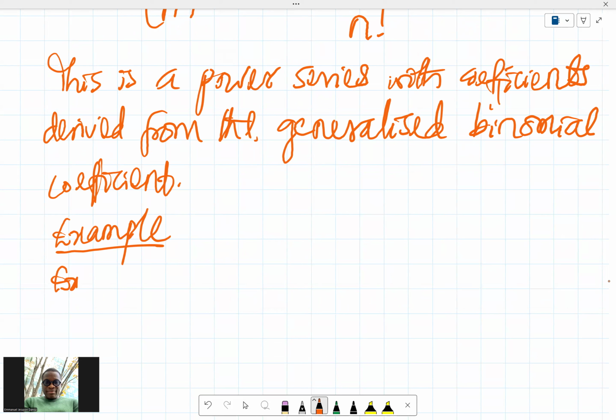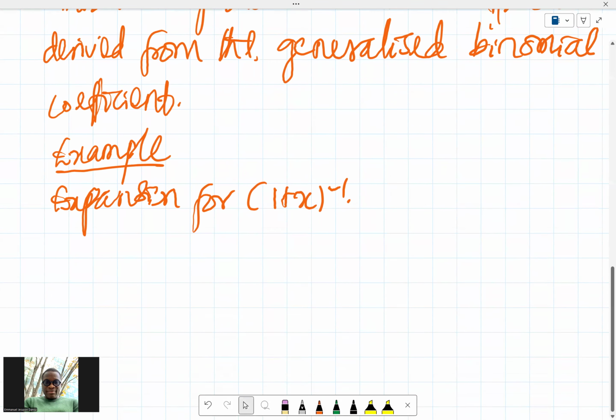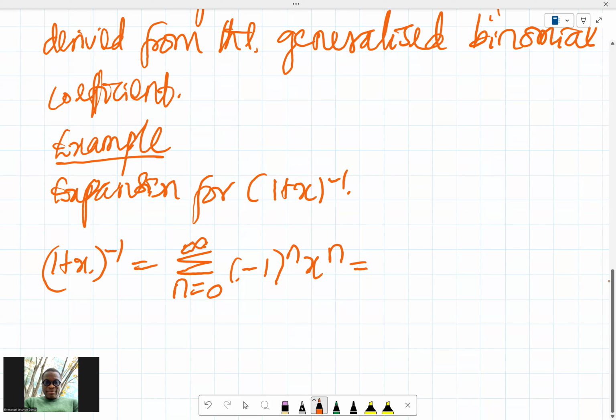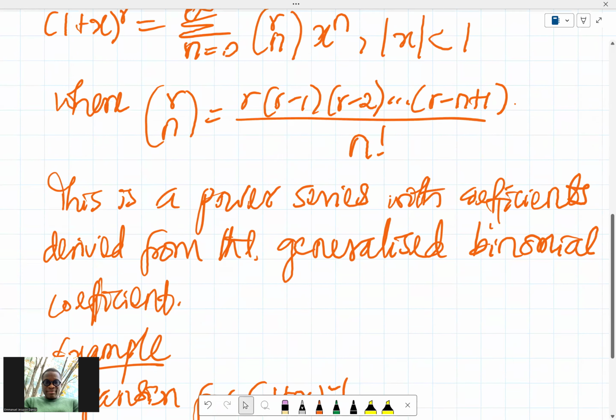So imagine the expansion for 1 plus x raised to power minus 1. I think we've done this a couple of times. And we see that 1 plus x raised to power minus 1 is actually the summation from n equals 0 to infinity for minus 1 raised to power n, x raised to power n. And of course, that's simply 1 minus x plus x squared minus x cubed plus all that. Okay, so that's about power series.